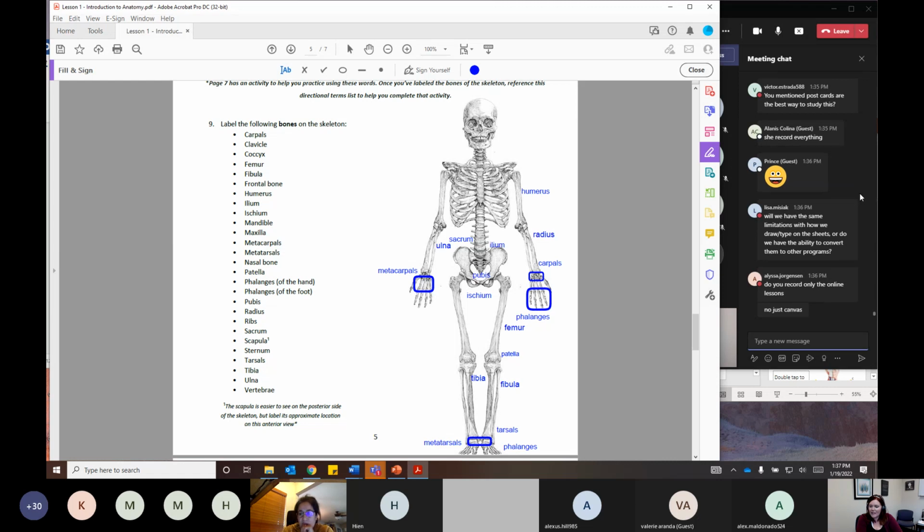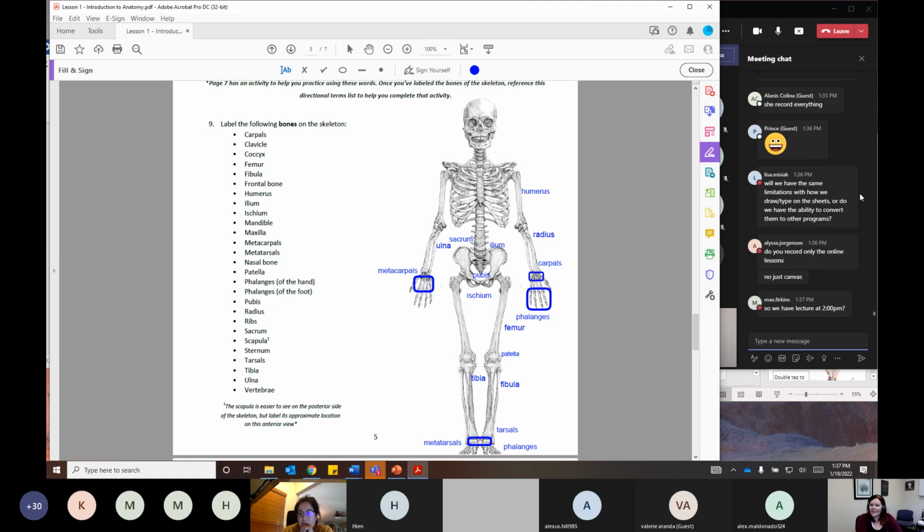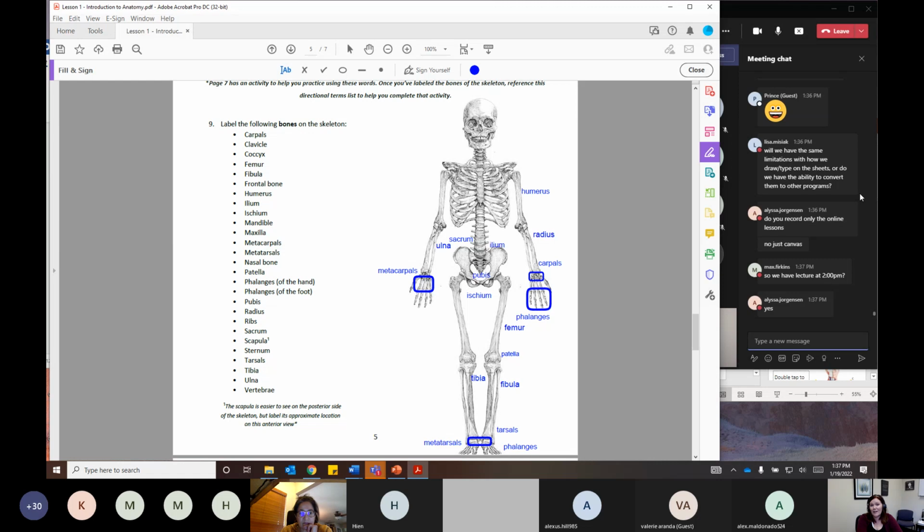Lisa is asking about working on the sheets. Again, I will have to touch base with students. I know that there are ways that you can download PDFs and write on them and draw on them because I've had students do it every semester. I just don't know for sure what that way is. So when I know for sure, I will let you know. In the meantime, try to print them so that you can write your notes on them.